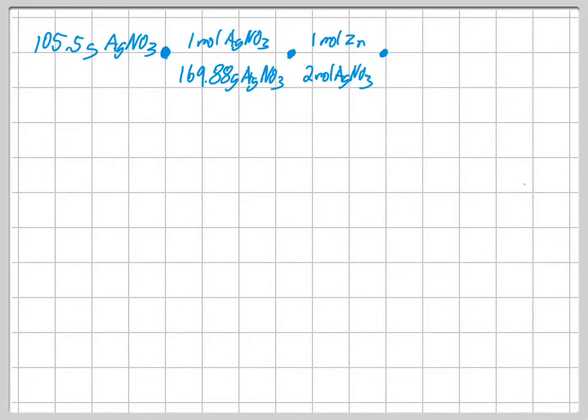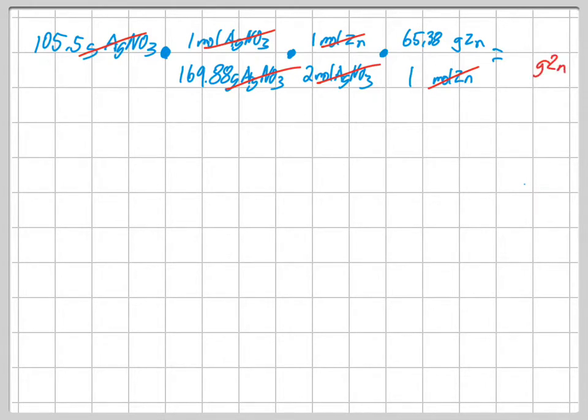Then we've got to go from moles of zinc, we'll put that on the bottom again, to grams of zinc. Well, we have to have the formula mass or formula weight of zinc, which is 65.38, and that's for 1 mole of zinc. Okay, check our units: grams silver nitrate, moles silver nitrate, moles silver nitrate, moles zinc, and so we wind up with just grams of zinc.